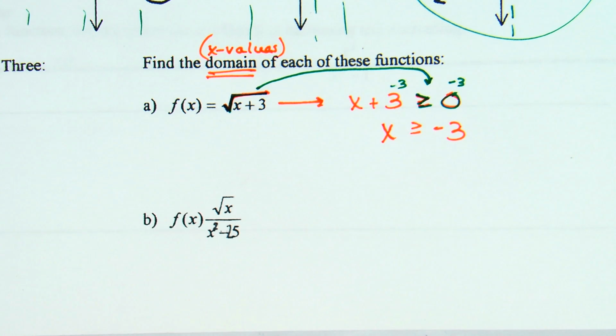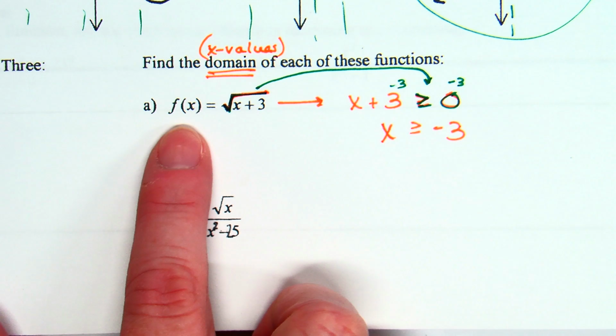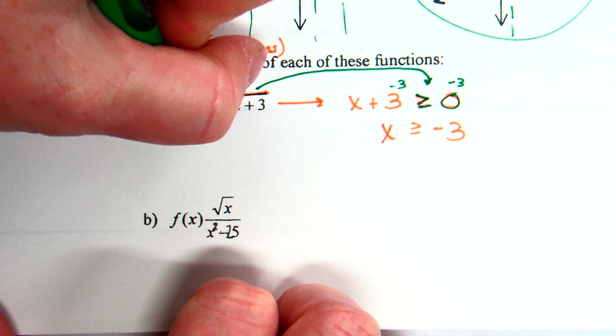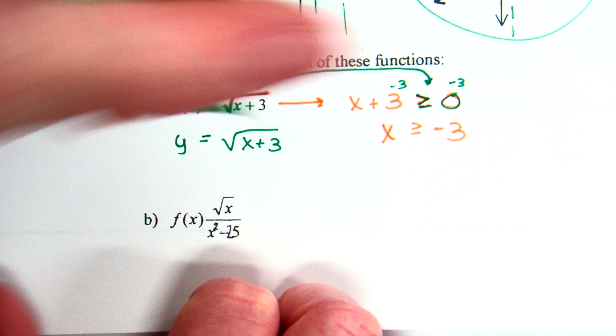Now, the equation helps on this one. However, I want you guys to also be able to look at a graph. So if you would, please graph this. Okay, which, remember, what is f of x the same as? That's a y, right? So this is really y equals the square root of x plus 3.